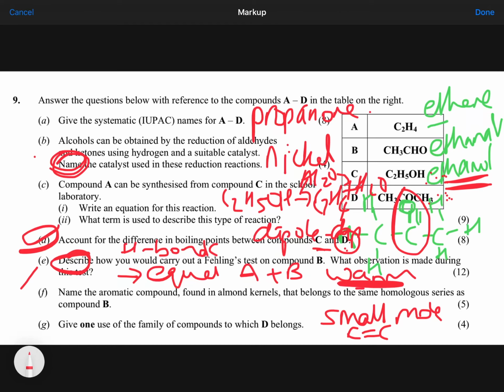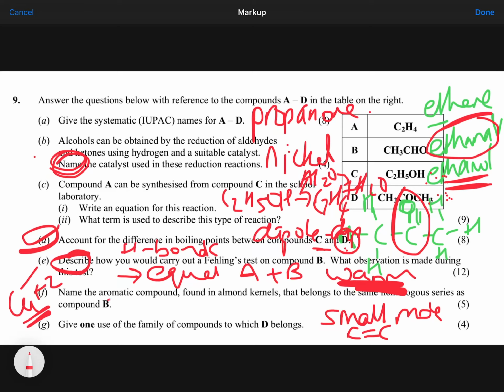So put the test tube into a beaker of warm water to heat, and then your observation: the blue Fehling's gives you the brick red precipitate. Now, why does that happen there with the ethanal? Remember, ethanal can be oxidized to ethanoic acid. So what will happen to the Cu2+ ions in the Fehling's? They'll be reduced to Cu+, which is accounting for your brick red precipitate, okay?